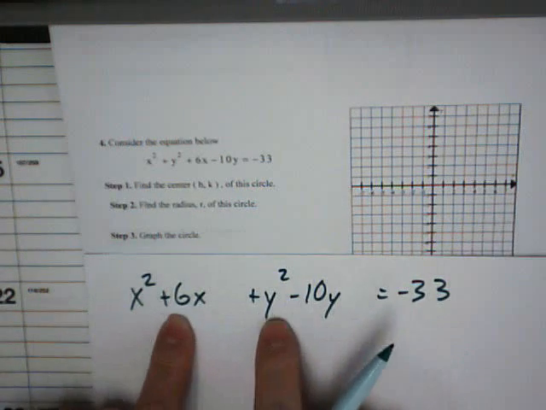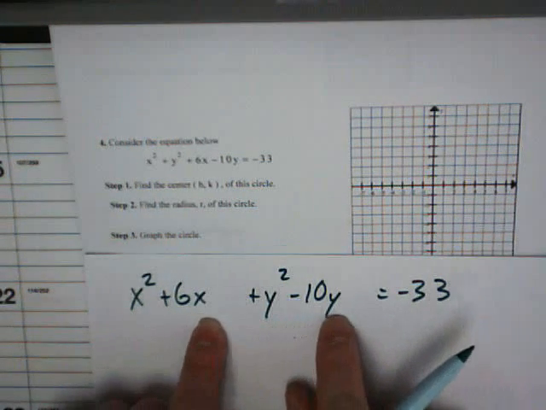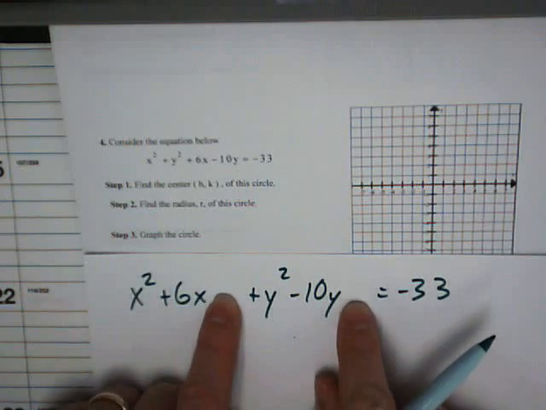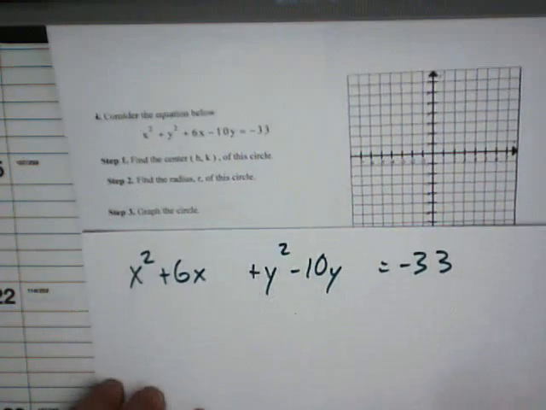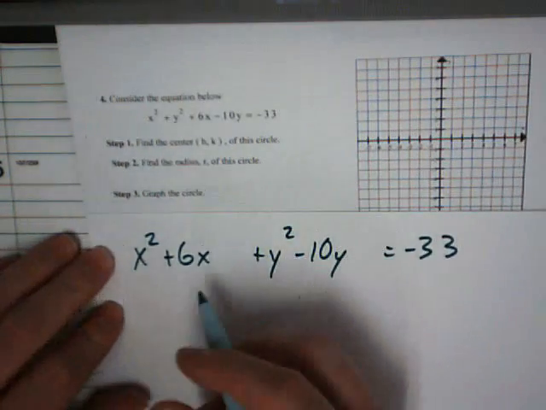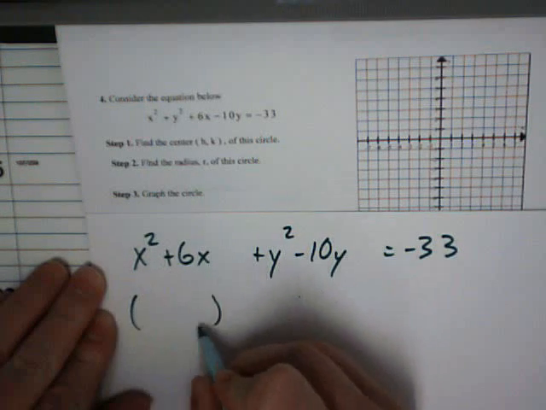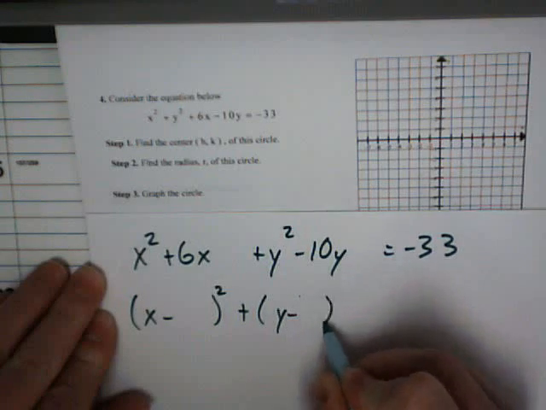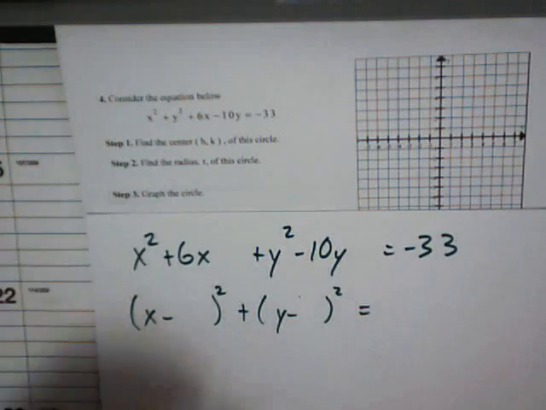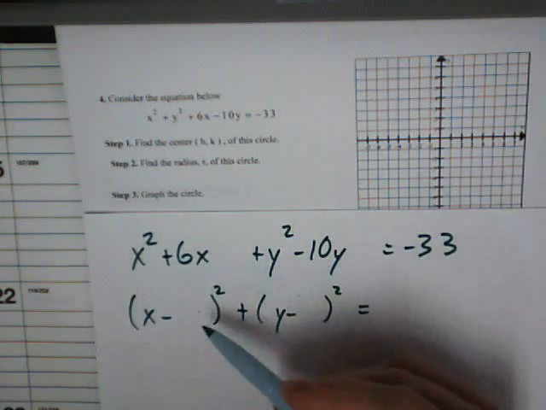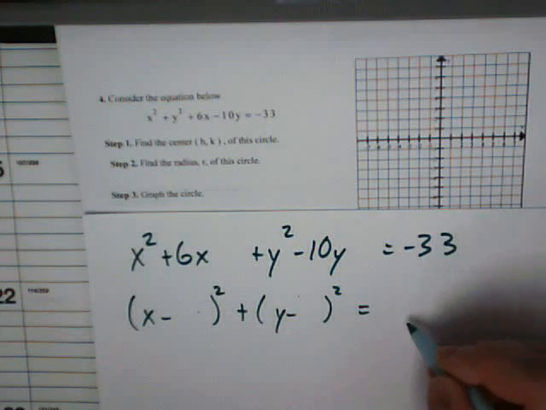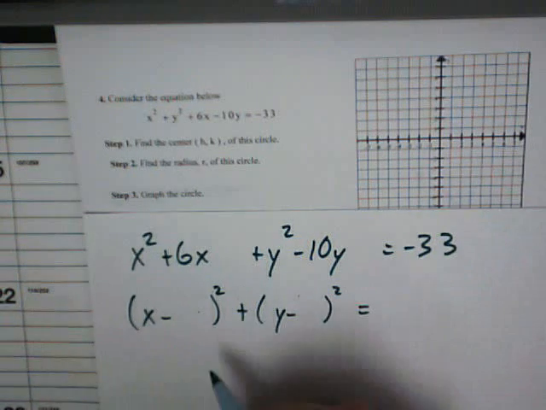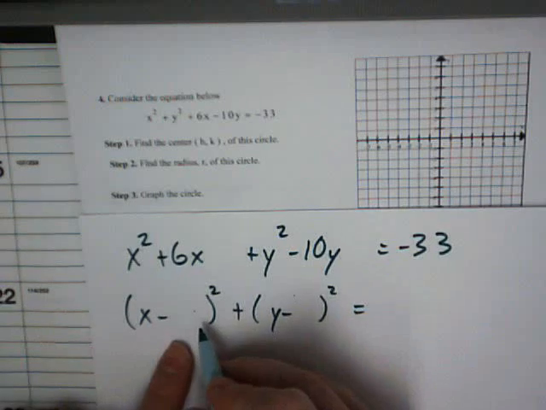So I'm just rearranging things. That's all I'm going to do is rearrange it. And you notice I have these gaps here, and I'm going to complete the square with both of these. What I want it to look like is x minus something squared plus y minus something squared equals something. Let's remember how the center goes right here in these two spots, and then the radius is over here, the r squared.